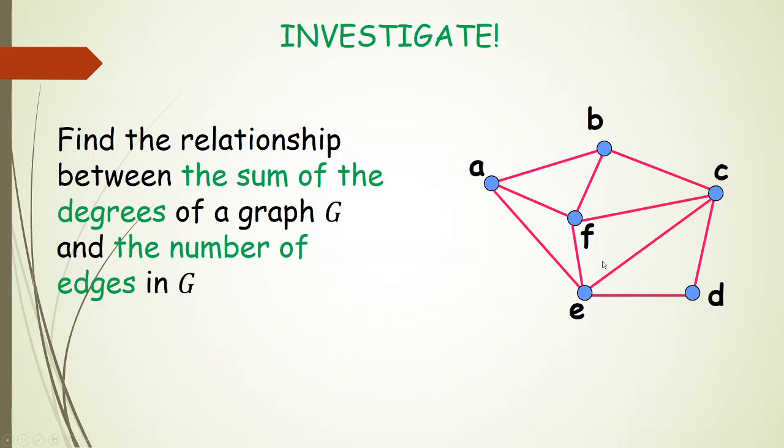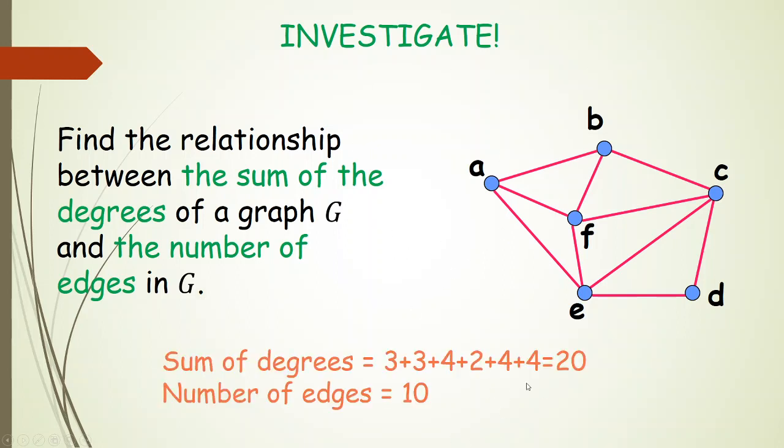And what is its relationship with the number of edges? If you try to count the number of edges, how many? 1, 2, 3, 4, 5, 6, 7, 8, 9. Please recount. Yeah, 10 edges. 10 edges, and the sum of the degrees is 20.